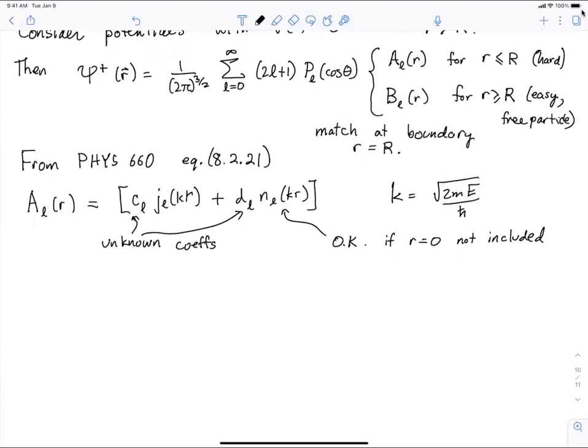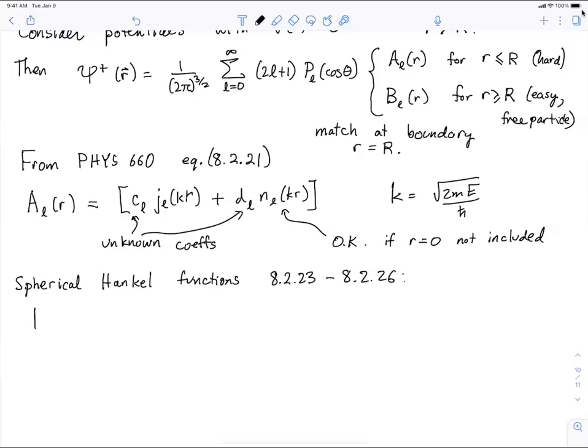Okay, so now you can rewrite this a little bit to see how it matches up with what we've learned about scattering. You can rewrite the spherical Bessel functions and spherical Neumann functions in terms of spherical Hankel functions, which we also wrote down in Physics 660. And this is equations 8.2.23 to 8.2.26. And all these things are linear combinations of the spherical Bessel functions.